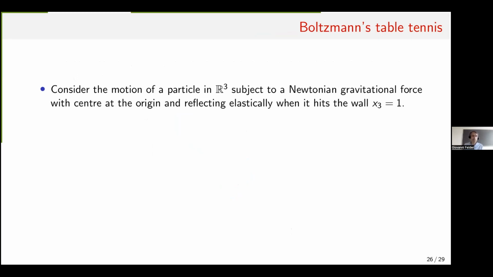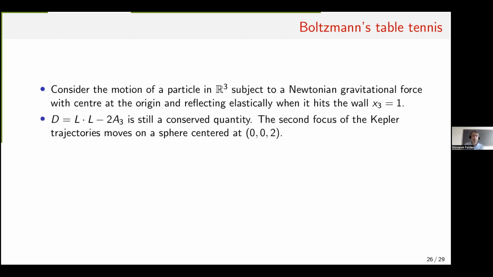Now, the three-dimensional case will be Boltzmann's table tennis. So you just take a table tennis, and now you have a ball which jumps, and you ask if there are periodic orbits. Okay, so you consider the motion of a particle in R3 subject to a Newtonian gravitational force with center at the origin and reflecting elastically when it hits the wall, which is now x3 equal to 1. And the center is at the origin, the center of attraction.